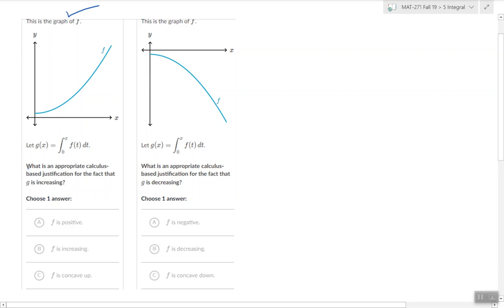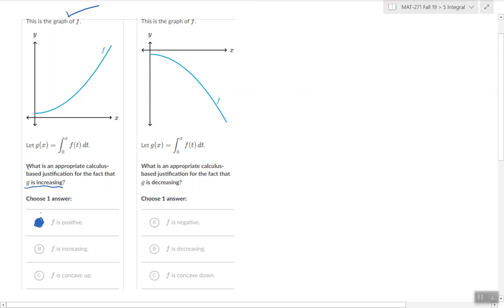It asks us for an appropriate calculus-based justification for the fact that g is increasing. Okay, now we don't have a graph of g here, but we do know g is increasing. Why? Well, g is increasing if the slope of the tangent line is positive, right? And f represents the slope of the tangent line. Well, it's positive all along our graph here. So because f is positive, we know g must be increasing.